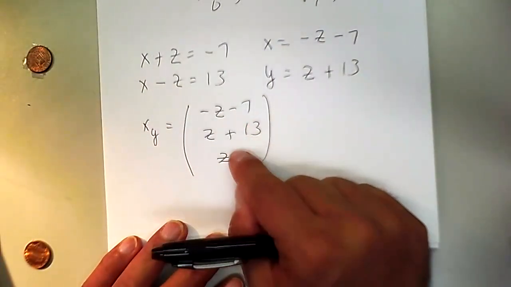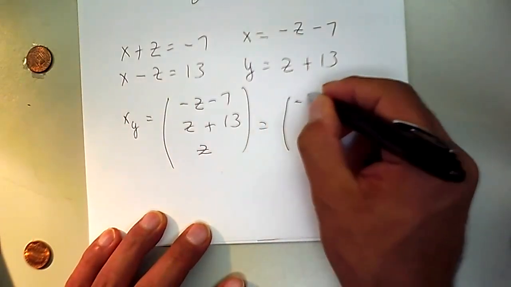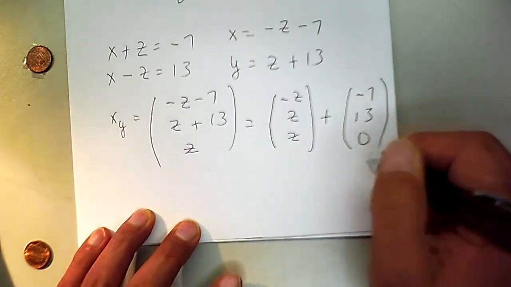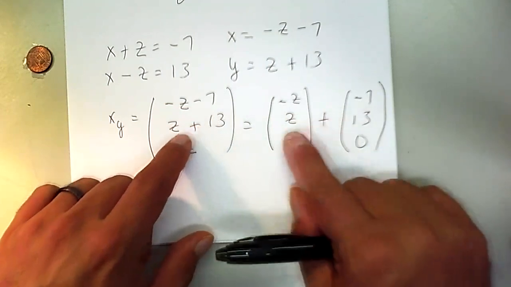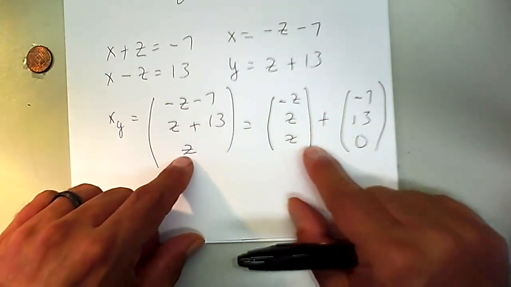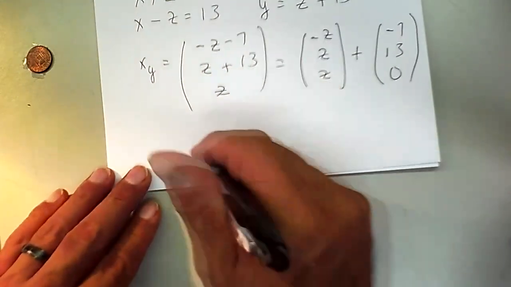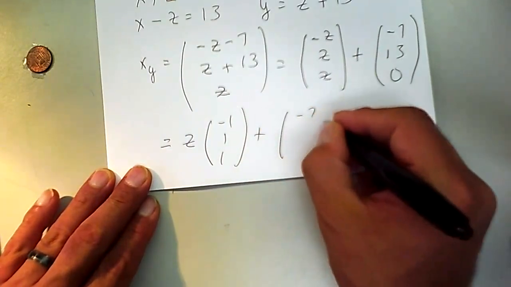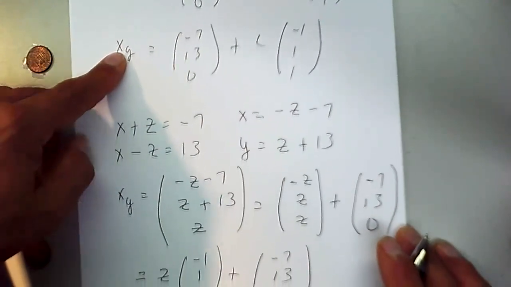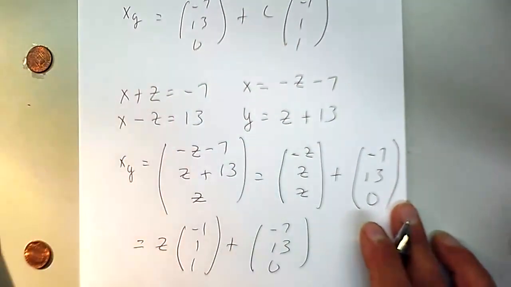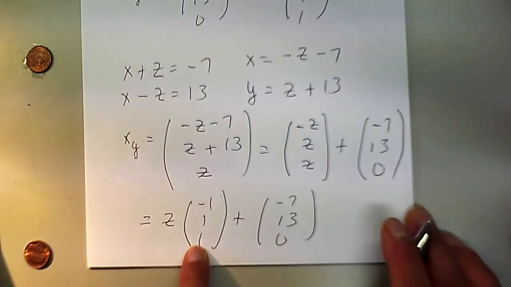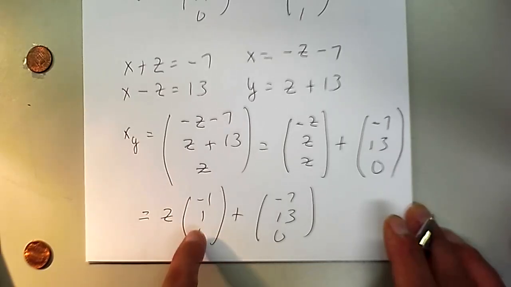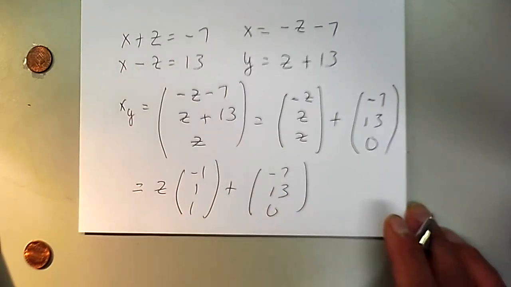But let's break this down. This is the same thing as negative z, z, z, plus the vector negative 7, 13, 0. Negative z minus 7, z plus 13, z plus 0. And then we can factor that z out and have z times negative 1, 1, 1 plus negative 7, 13, 0, which is exactly what we arrived at by combining the homogeneous solution and the particular solution. This is the particular solution, and this is the homogeneous solution. This is just written differently. This is very much like the equation of a line, by the way. Pretend this is a slope, so it's like y equals mx plus b. This is our b. It is very much the same.